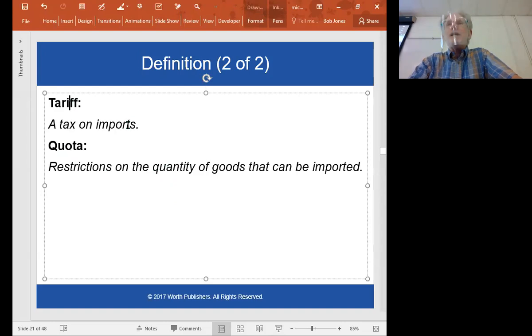A tariff is just a tax on imports. We talked back in chapter 6, I think, about commodity taxes, like a tax on cigarettes or things like that. Well, this is the same kind of thing, except it's a tax that American producers don't have to pay. Only foreign producers have to pay it. And we'll take a look at the effects in just a moment. A quota is where we impose restrictions on the quantity of goods that can be imported.